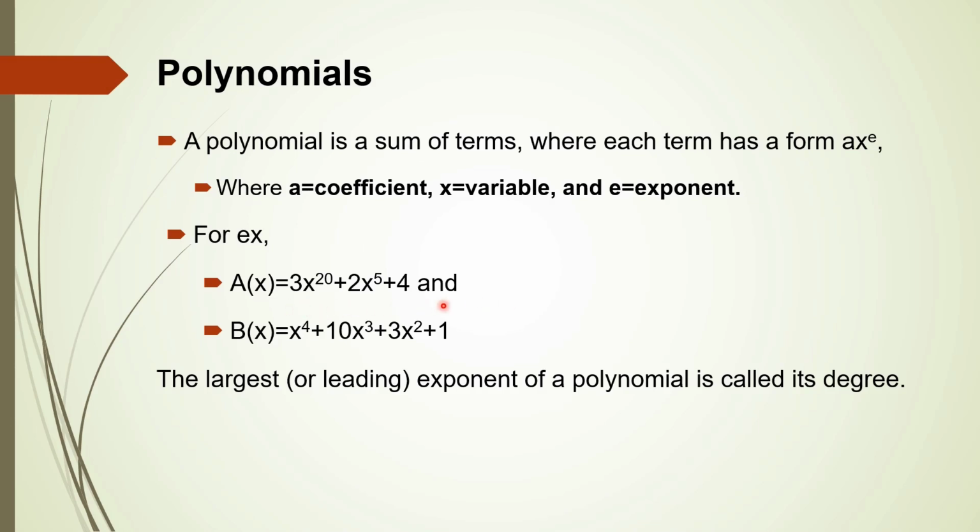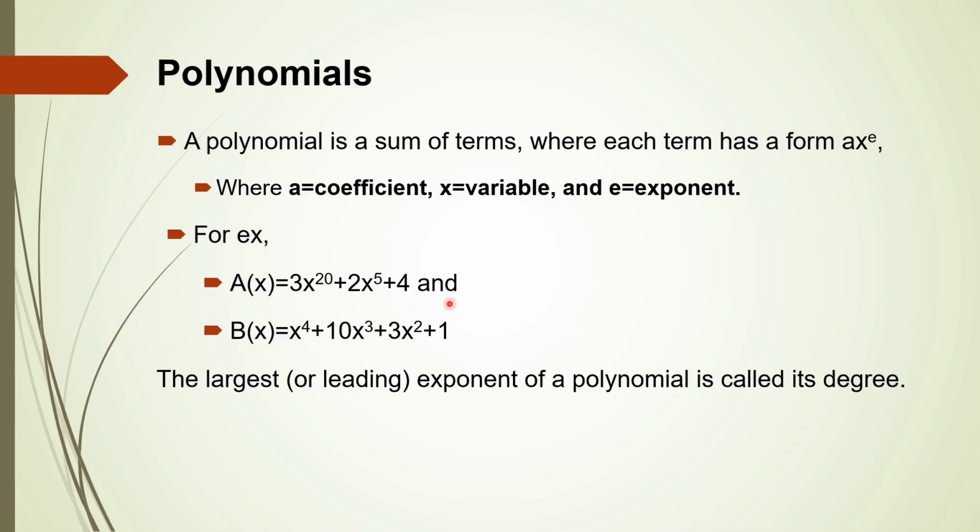There are 3 terms in the first polynomial and 4 terms in the second polynomial. In the second polynomial, the coefficient is 1 and x, and 4 is the exponent. 10 is a coefficient, x is a variable, 3 is an exponent. Here 3 is a coefficient, x is a variable, 2 is an exponent. 1 is a coefficient, x, and 0 is the exponent here.